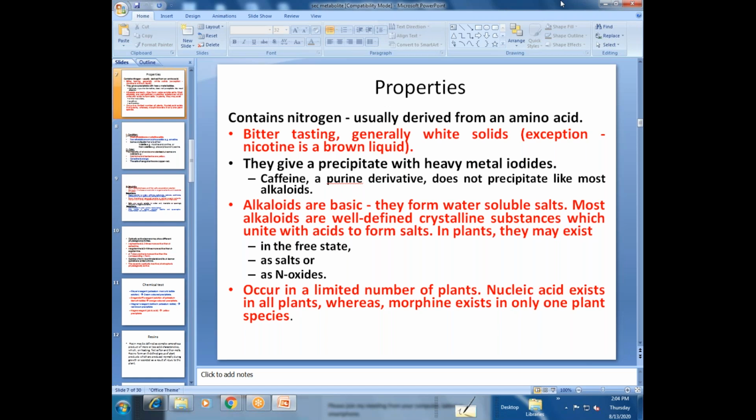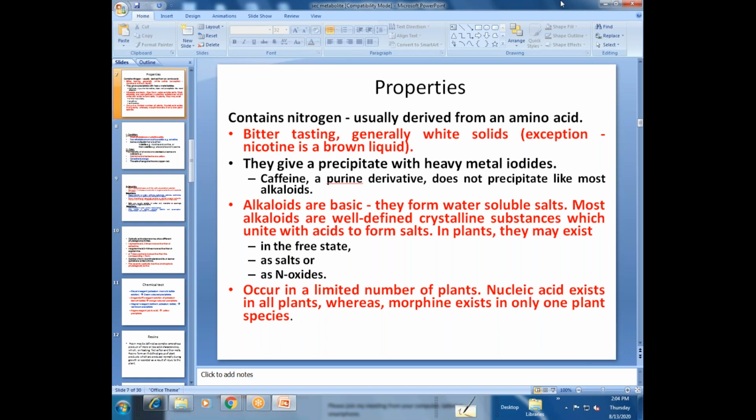They form water soluble salts. Most alkaloids are well-defined crystalline substances which react with acids to form salts. They exist in a free state, as salts, or as N-oxides. One thing: they are colorless, crystalline substances. Give an example, meaning give an exception: nicotine.